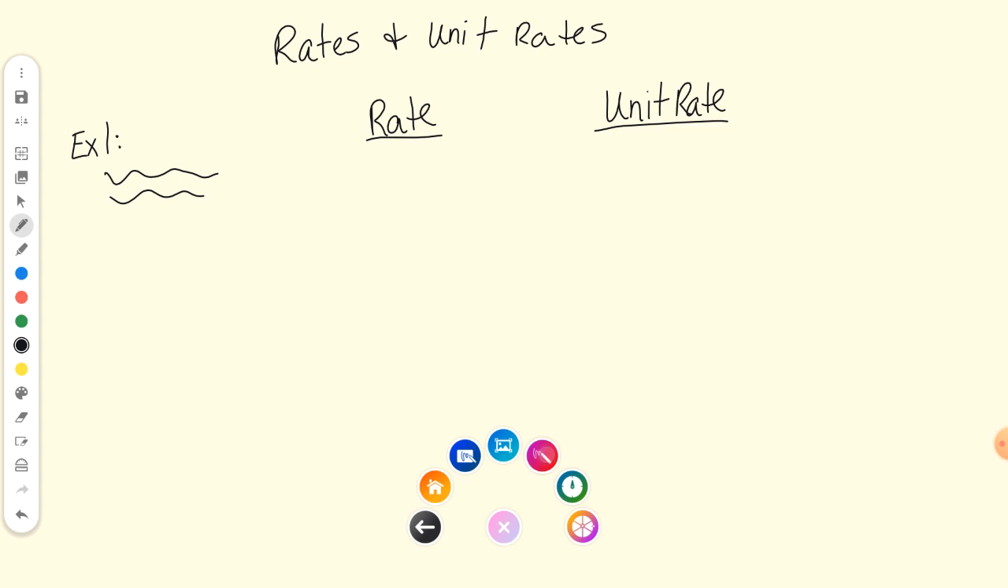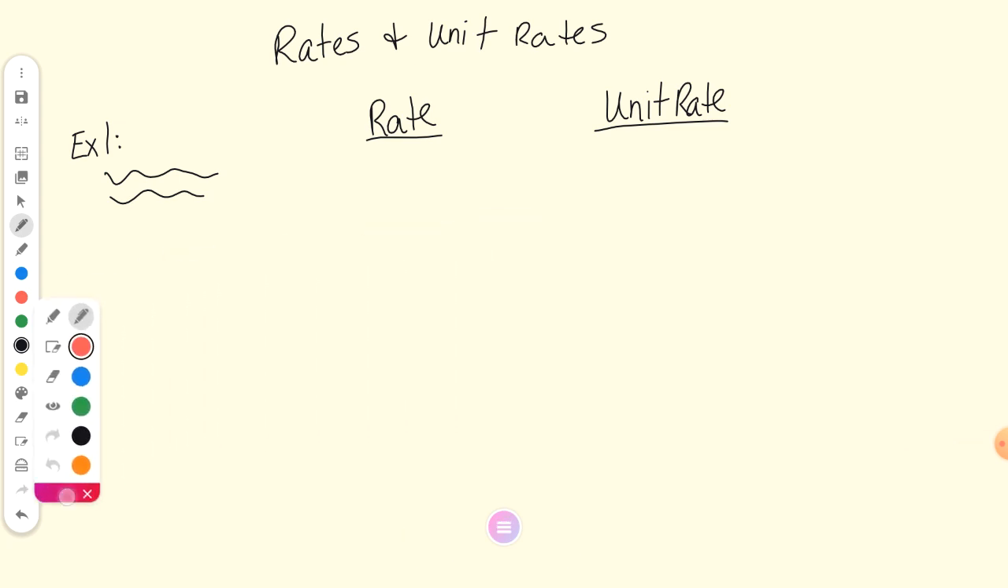And I'm going to make you put some labels. So our rate would be 48. We can just put C. What is C standing for? Customers. Customers per what? For L.